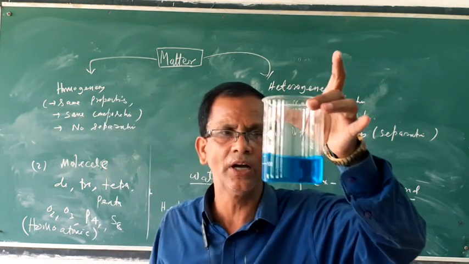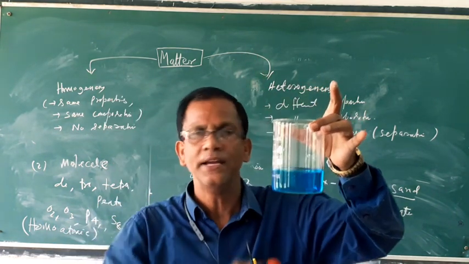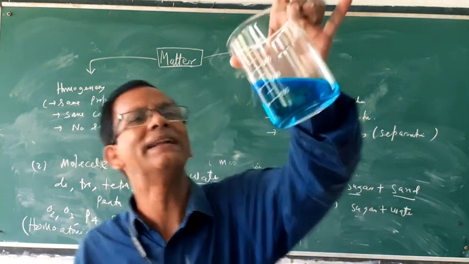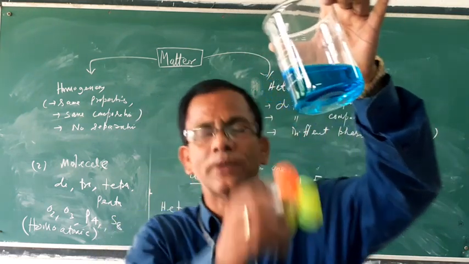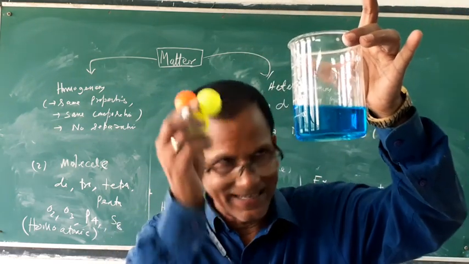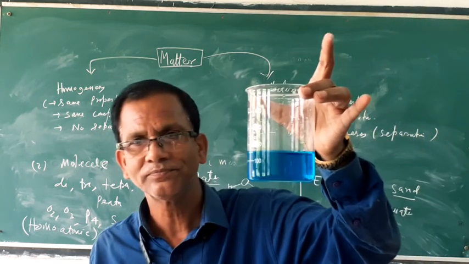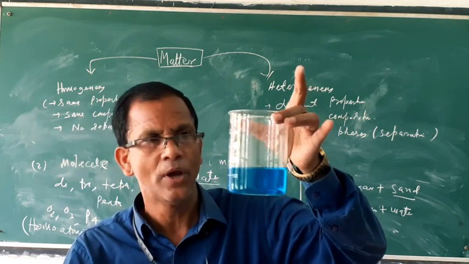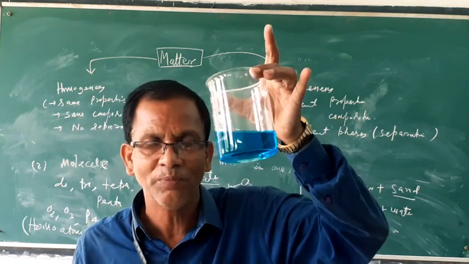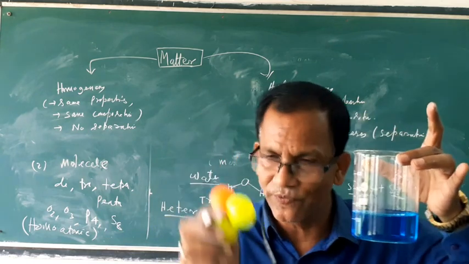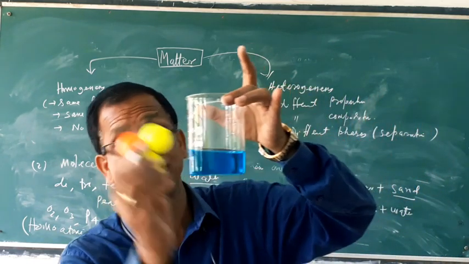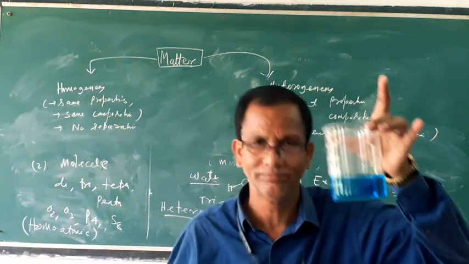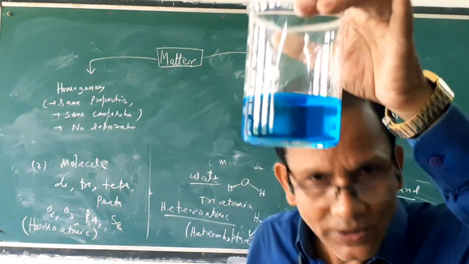This matter is homogeneous because the copper sulfate is uniformly mixed in water. No particle is settled down. No particles of copper sulfate are settled at the bottom of the beaker. Particles are not visible. Uniformly mixed because the whole solution is blue color. It shows copper sulfate is uniformly distributed in water. That's why the whole water is blue. This solution is a homogeneous matter.